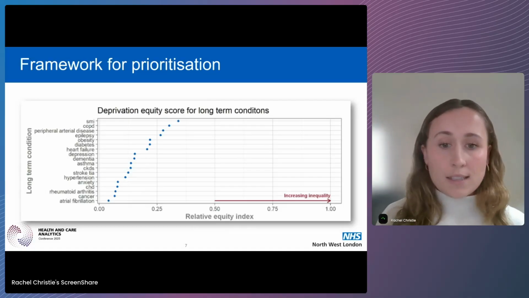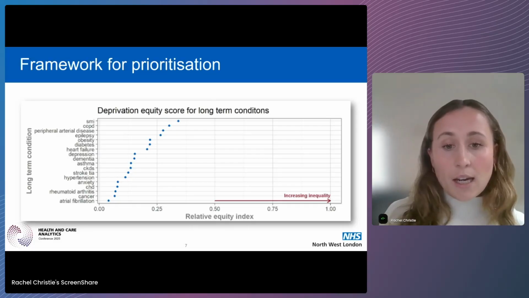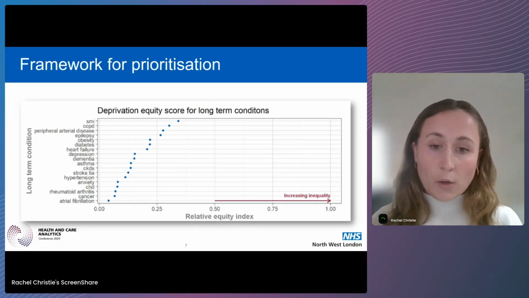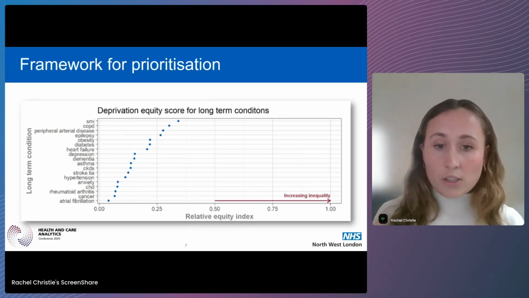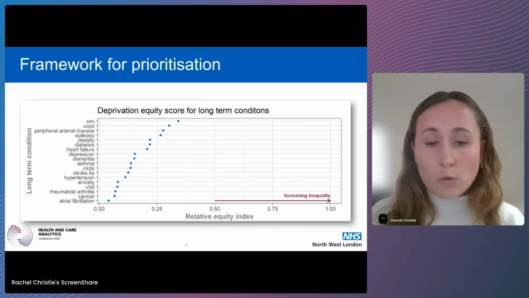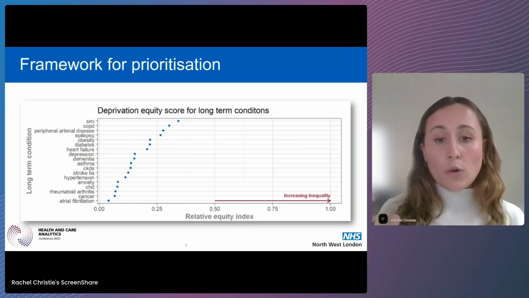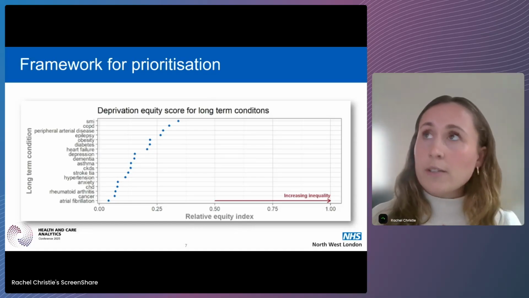And here this highlights that severe mental illness, which is SMI on the graph, is the long-term condition with the greatest inequality, followed by COPD. So this highlights to decision makers that this is the long-term condition where we have the greatest potential for prevention, because we know this will mostly be driven by deprivation.